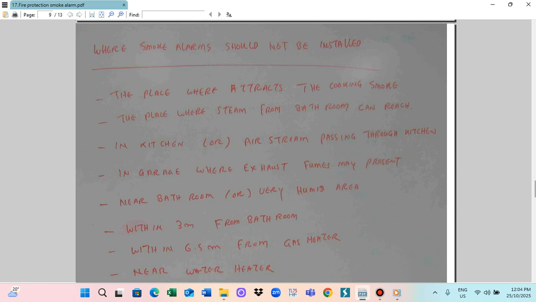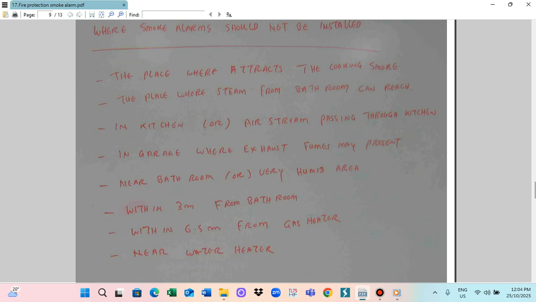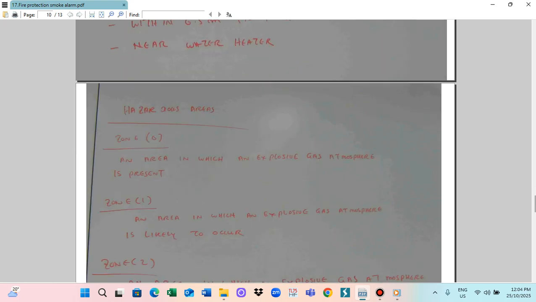The smoke alarm should not be installed in places that attract cooking smoke, where the steam from the kettle can reach in the kitchen, or where the airstream passes through the kitchen. In the garage, where exhaust fumes may be present, near the kettle or in a very humid area, within 3 meters from the kettle, within 6.5 meters from the gas heater, and near the water heater. In these places we cannot install the smoke alarm system.